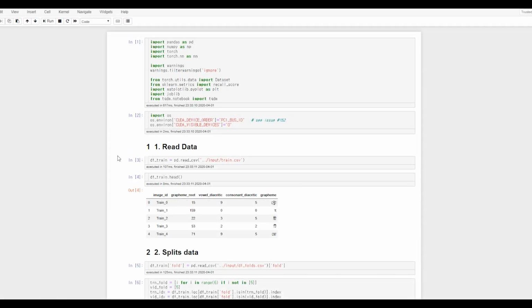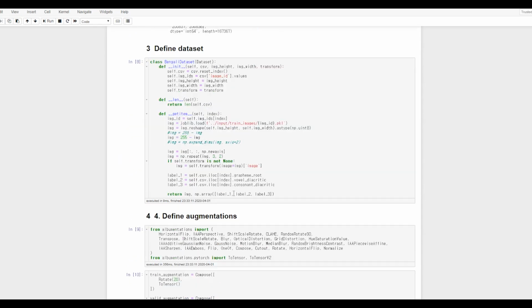I made an example notebook for this video using BengaliAI competition data. You can see this notebook on our GitHub. I will show how to implement Cutmix in this BengaliAI competition. Okay, let's move to the training part.